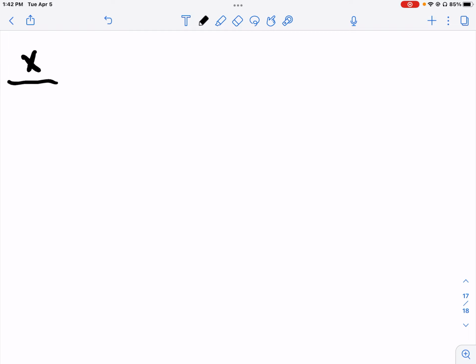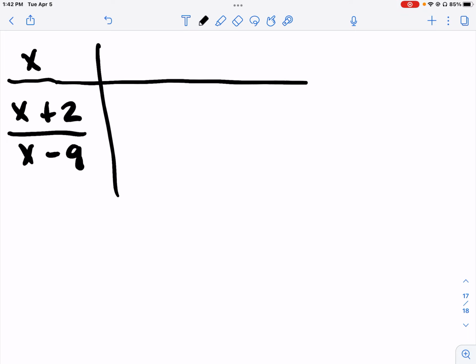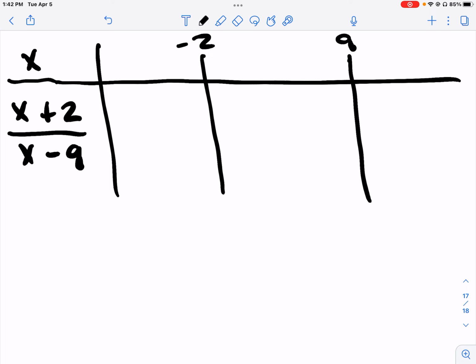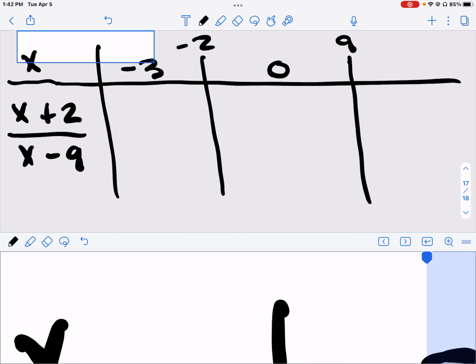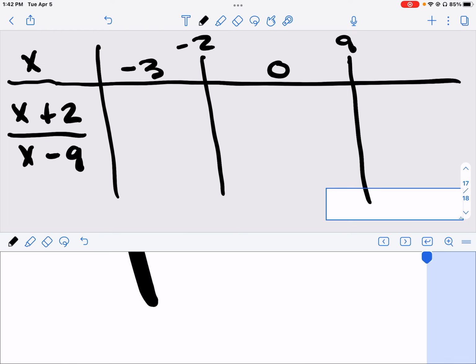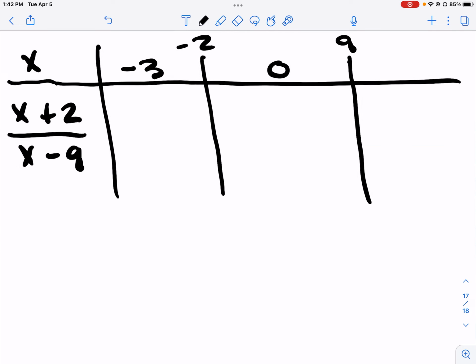So we're going to plug in x plus 2 and x minus 9. Okay, it changes signs at negative 2 and 9. So we need to know negative 3, which is less, 0 is in between, and 10 is more. Sorry, I don't know what I did. There we go. Okay, and 10 is more.